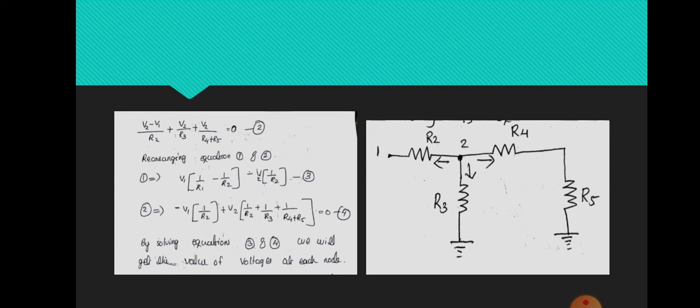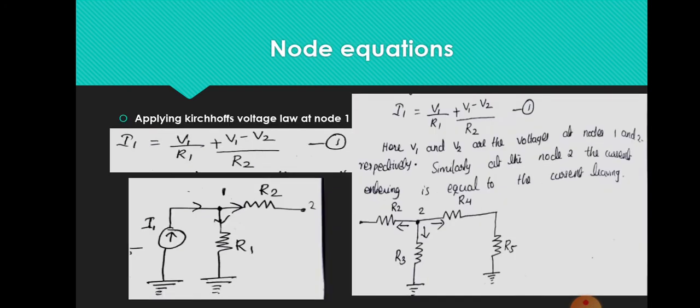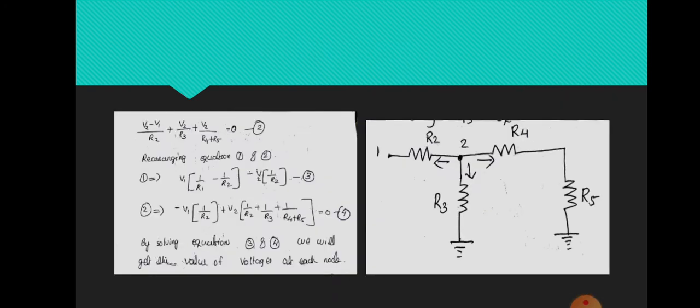First of all, we consider the current through R2, which will be equal to V2 minus V1 divided by R2, right? In the previous case we wrote that the current through R2 is V1 minus V2 by R2. That is an assumption: if we are considering node 1, we assume that V1 is greater than V2, and if we are solving for node 2, we assume that V2 is greater than V1, and that is why this equation came like this.